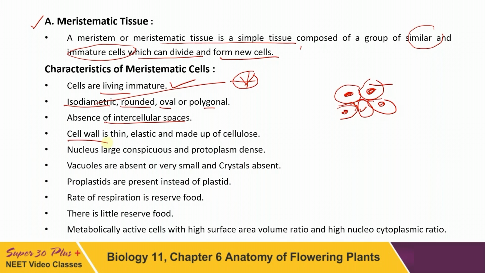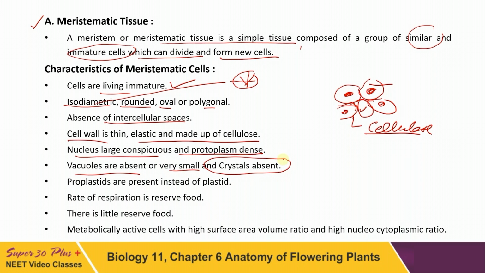The cell wall is thin, elastic, and made up of only cellulose. Large nucleus, dense protoplasm. Vacuoles are absent or very small. The crystals are absent. Protoplastids are present instead of plastids.